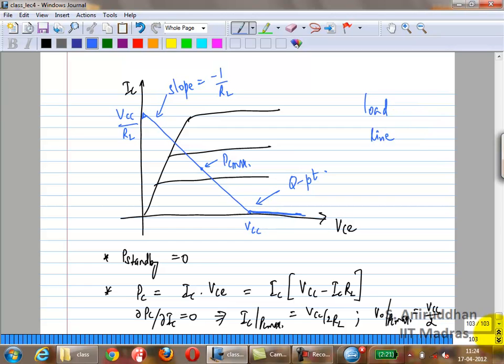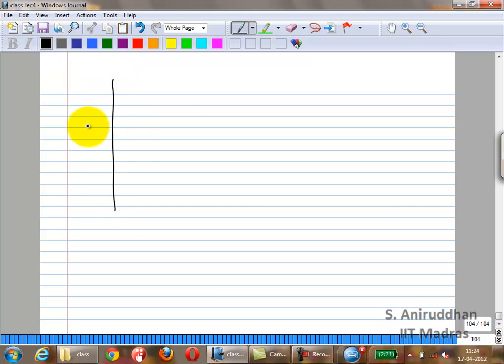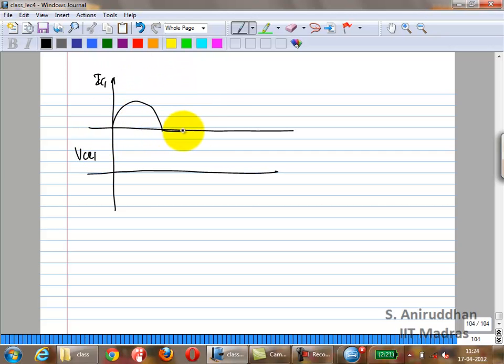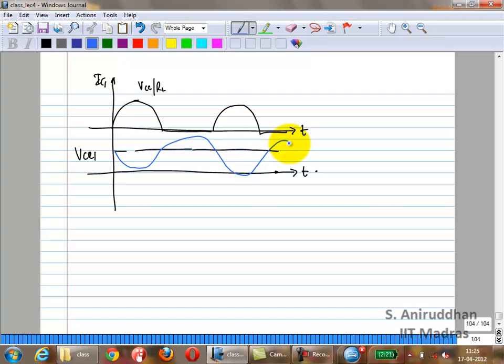Now suppose let's draw the output waveforms. So of course IC1 is going to look like this. Maximum value is VCC by RL. It's going to look something like this. Biased at VCC, it's going to go up and down. VCE1, right? Is that right?